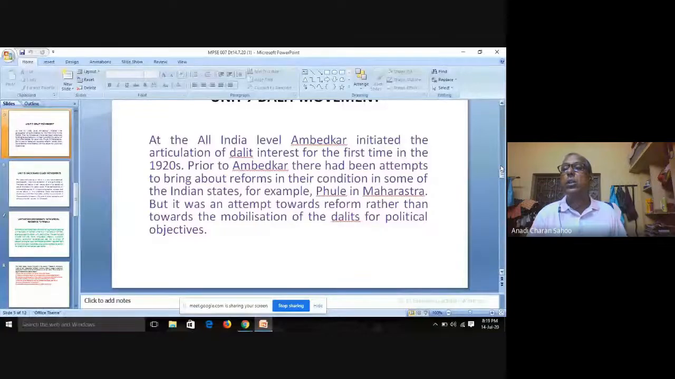The Dalits not only belong to the lower caste category but also belong to the lower class category of the Indian society. They are mainly poor peasants.